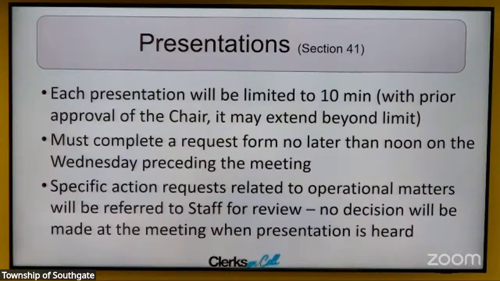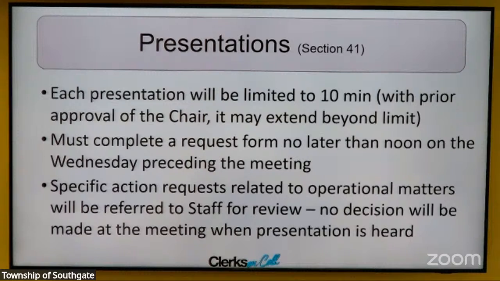The clerk is going to be responsible for communicating these requirements to each presenter so they understand what the rules are going to be. As well, the clerk will be managing the number of presentations that are going to be made at any given meeting. This is consistent with your current practice. So generally, there will be only one presentation permitted during evening meetings and two presentations during daytime meetings.